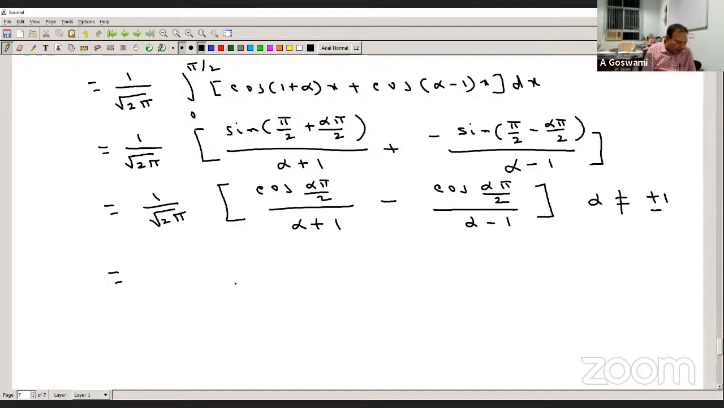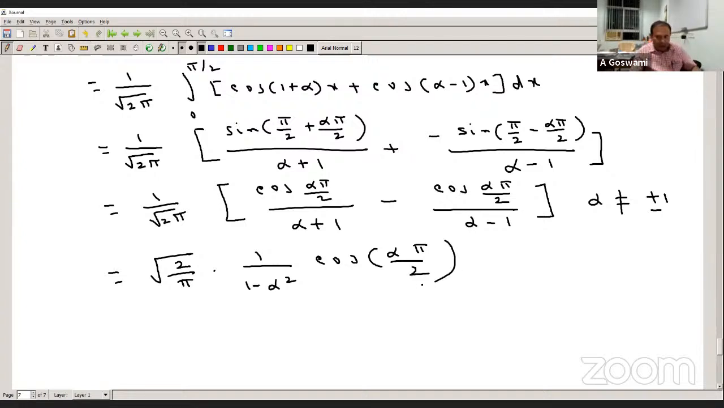So in simple form, you can obtain it as root over 2 by pi into 1 by (1 minus alpha square) into cos of alpha pi by 2. The result will be this. So I hope that you have understood how to solve the problem. Jayanto, you have understood the solving of the problem for question number 2 and question number 5 of assignment 6. Has any other thing come up?